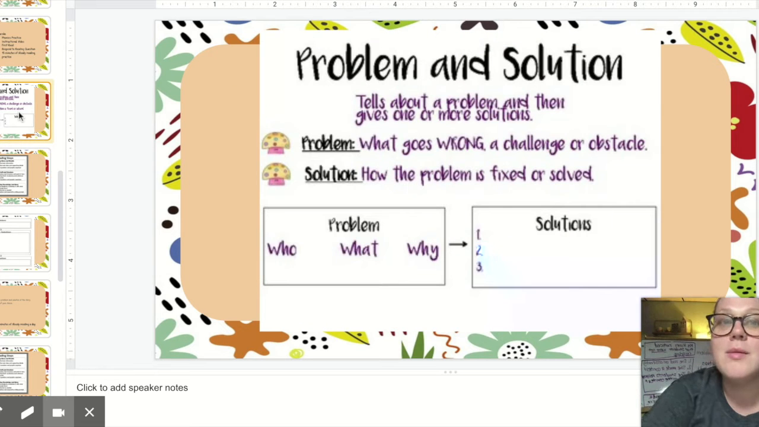So like I said, we're talking about problems and solutions, and problem and solution comes down to plot. We have to tell about a problem and give the solutions, or show how that problem is solved or fixed. I'm going to model for you what problem and solution would look like using the story that we read this week, The Recycling Contest. And then you're going to apply that using the story that you're reading today, which is The Woodcutter's Gift.